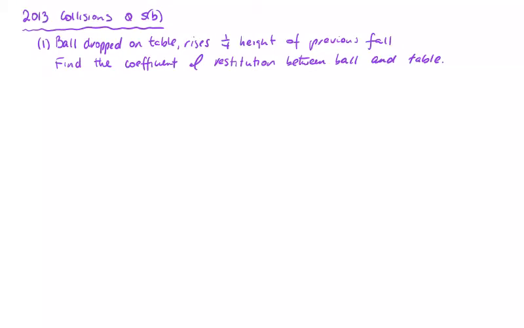2013 collisions, question 5b. A ball is dropped on a table. It rises 1/4 of the previous fall. Find the coefficient of restitution between the ball and the table. So we're looking for E. So let's have a look here. Let's say the ball falls down to here and it goes back up. So this is H, this is 1/4 of H.